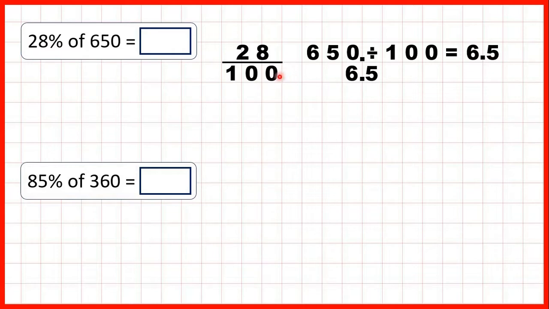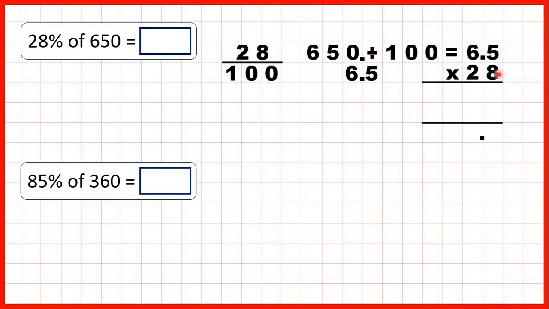But now that we've divided by the denominator, we need to multiply by the numerator. So we need to work out 6.5 times 28. Remember, when we're multiplying decimals, if there's one decimal place in the question, there will be one decimal place in the answer as well. So that we don't forget, let's start by copying down our decimal point.